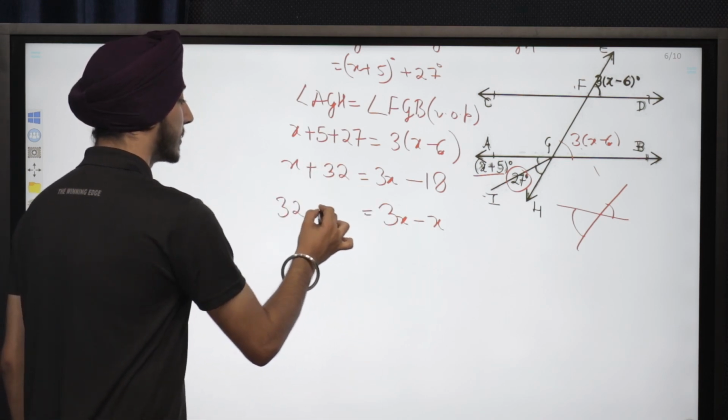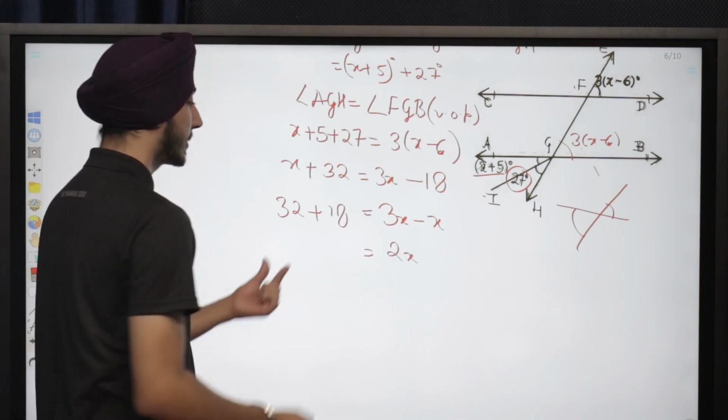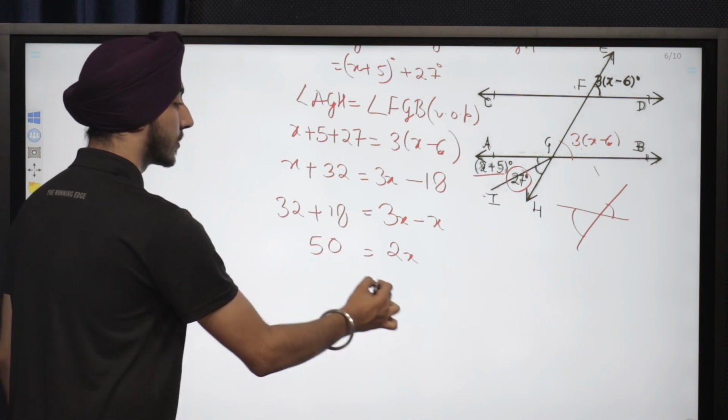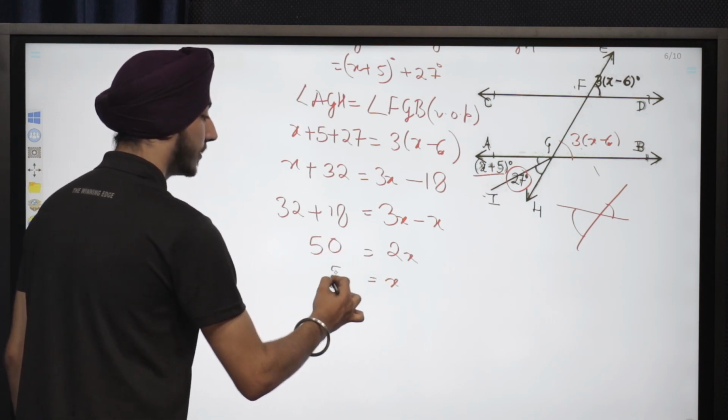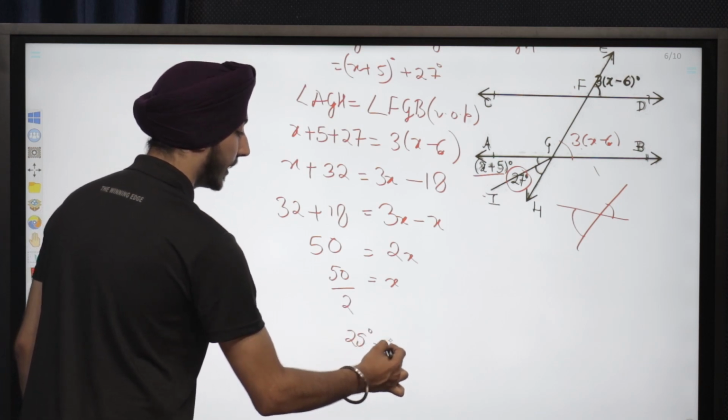And here 32 plus 18. 3x minus x will give us 2x. And 32 plus 18 will give us 50. So what will be the value of x? X will be 50 upon 2, which gives you 25 degree as the value of x.